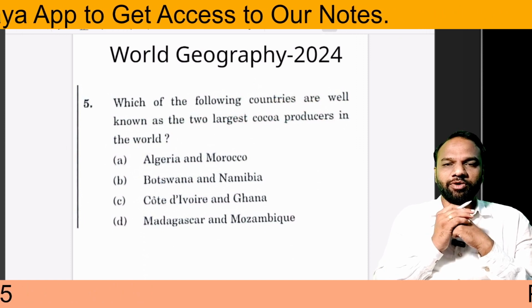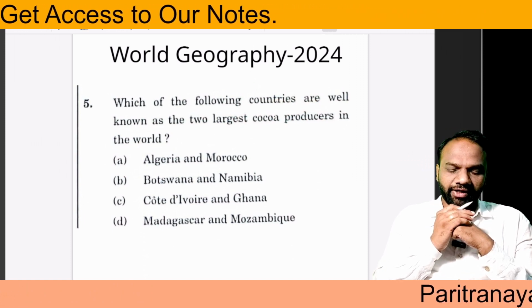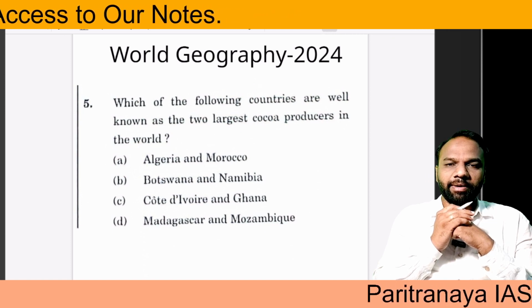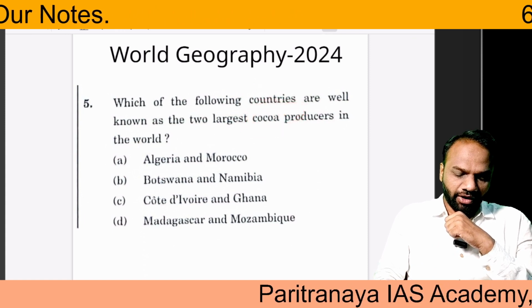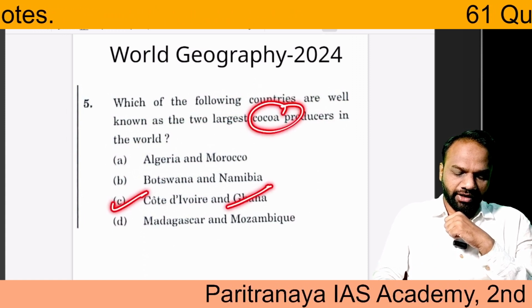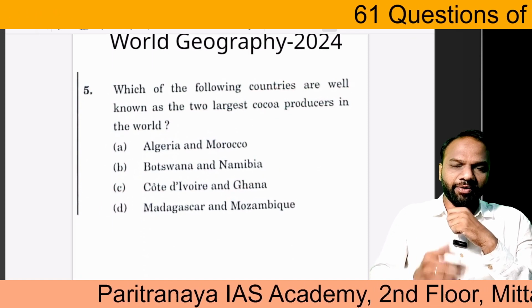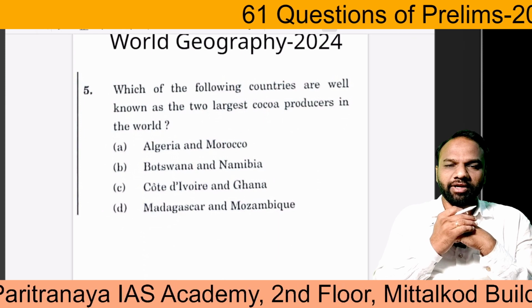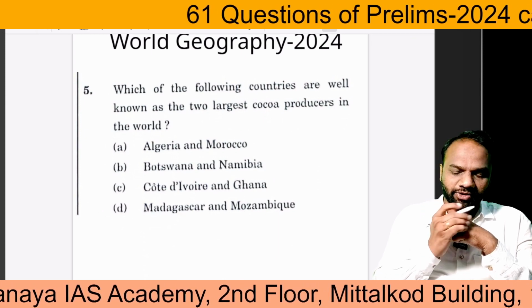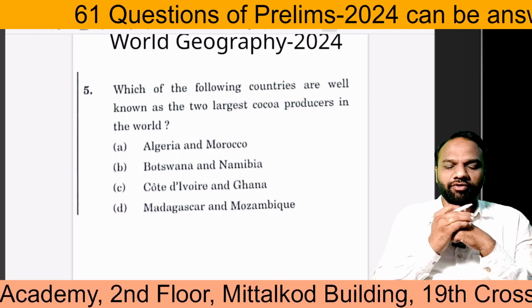Who is the largest producer of cocoa? Do we grow cocoa in India or not? If we have that kind of curiosity, then we will definitely be able to answer this question. The largest producers of cocoa are Cote d'Ivoire and Ghana. Similarly, we need to have an idea of who is the largest producer of sugarcane, cotton, pulses, tea, coffee, and so on.